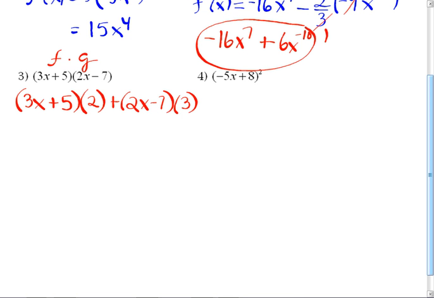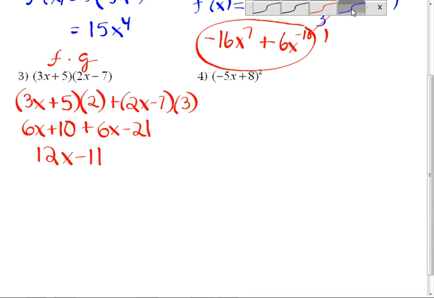Well, this isn't hard to simplify. Well, hang on. Let's simplify this out. It's a 6x plus 10 plus 6x minus 21. Oh, we just got this. So it's 12x minus 11. Now, could I multiply that out first? Didn't ask for a second derivative. This is only the first derivative. This is f. This is f prime. Don't keep going. This is f prime.